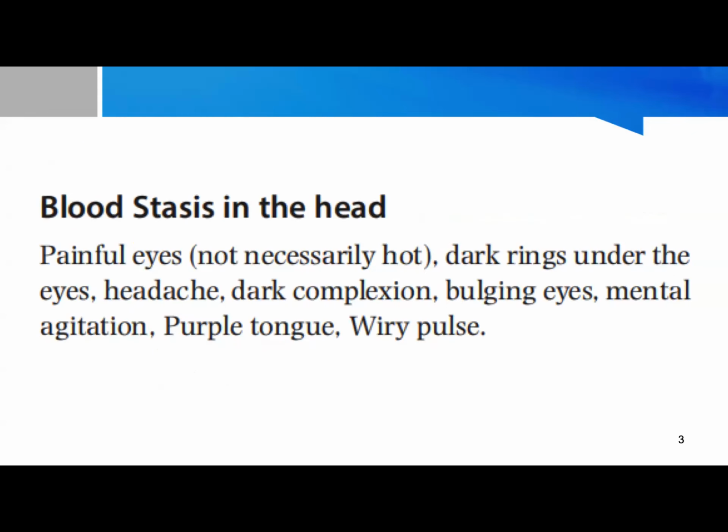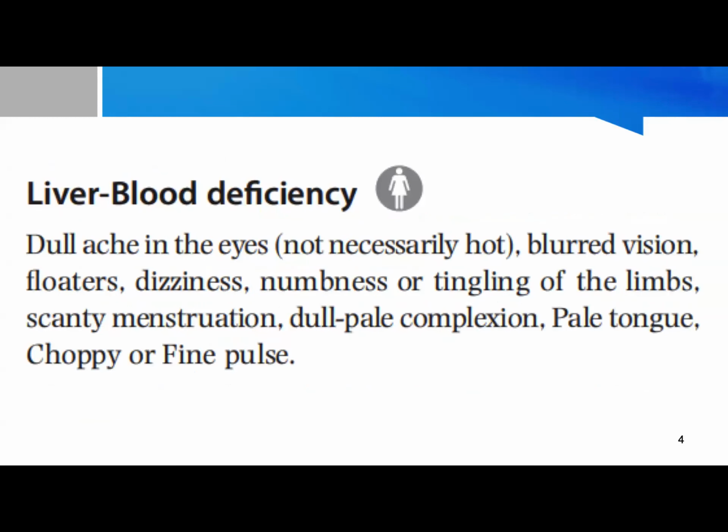Next, blood stasis in the head. Painful eyes, not necessarily hot. Dark rings under the eyes, headache, dark complexion, bulging eyes, mental agitation, purple tongue, and wiry pulse because of blood stasis.